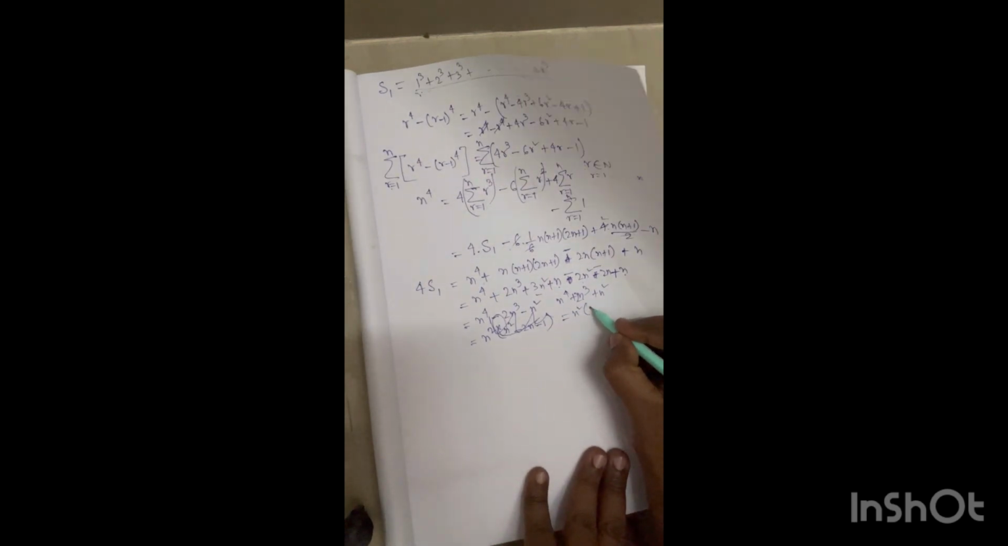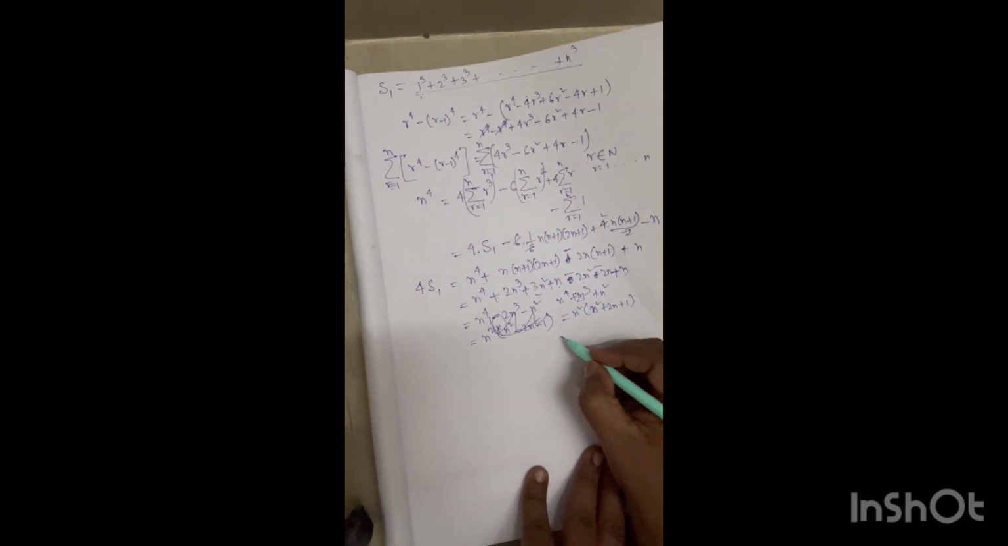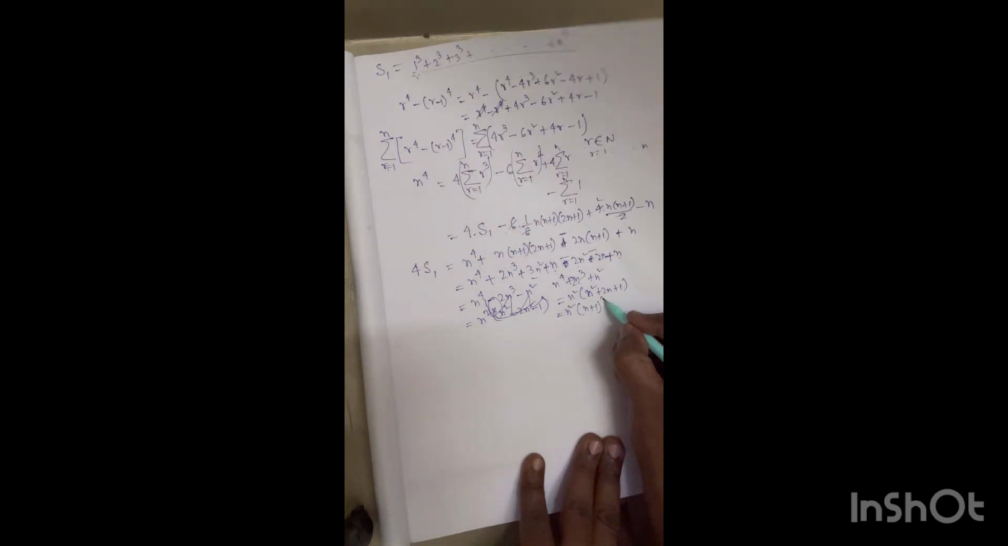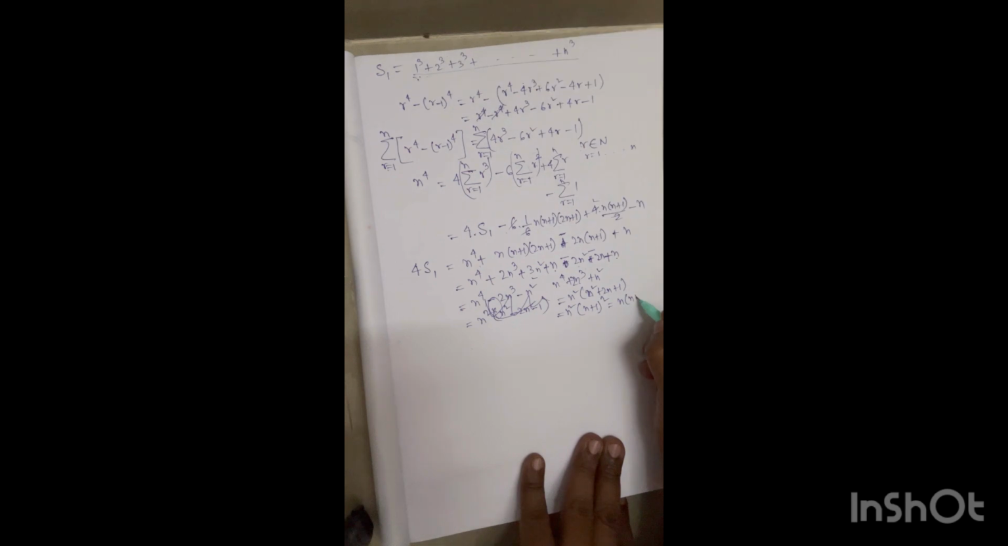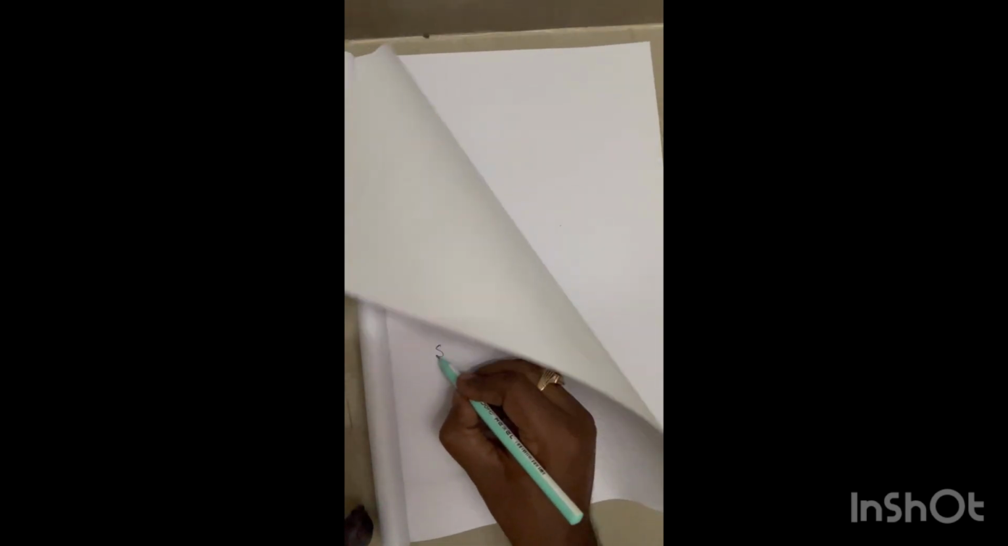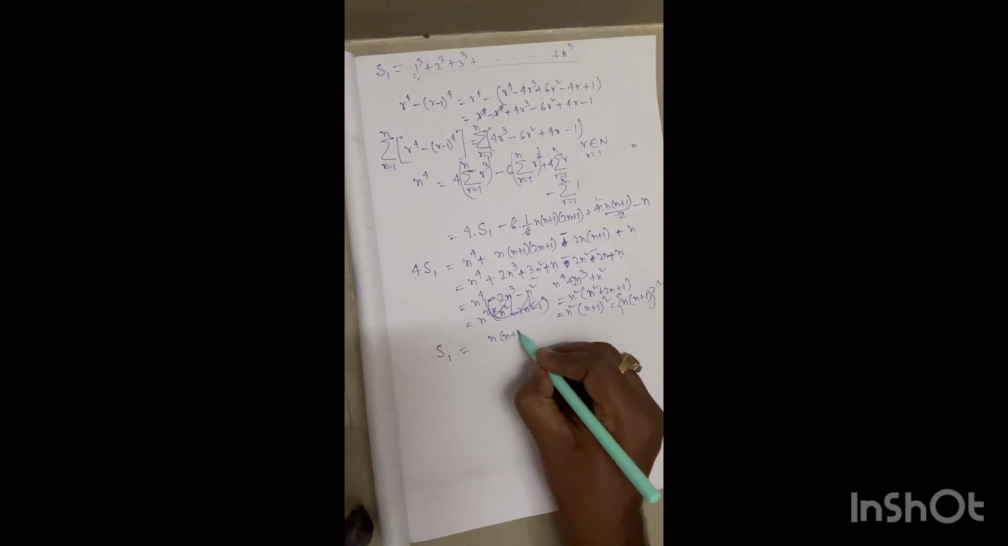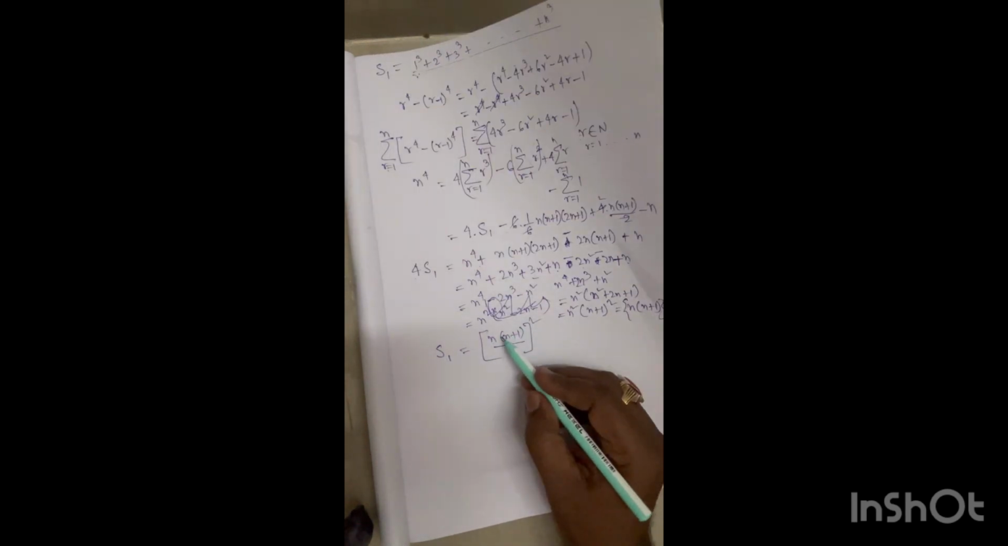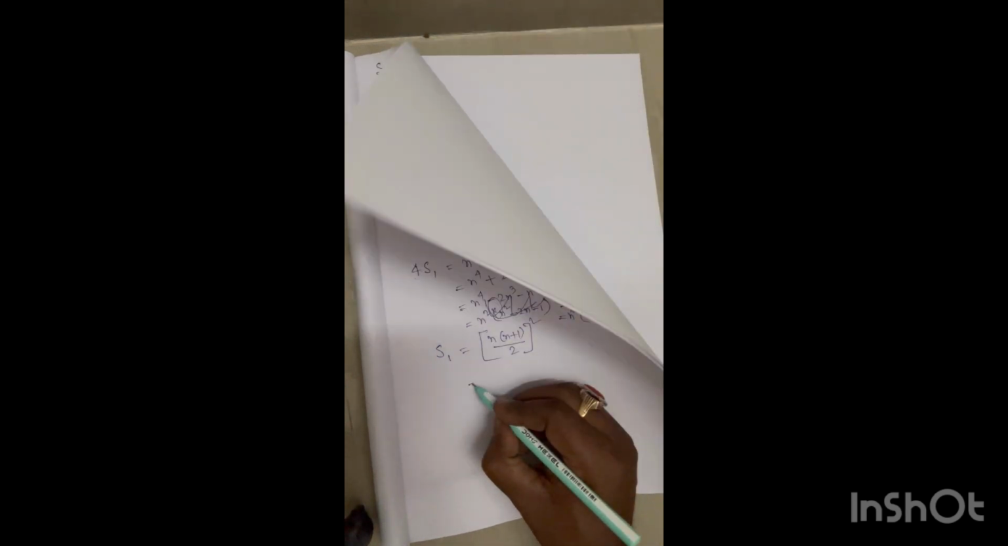So now if we take n square common, it will be n square plus 2n plus 1. So ultimately this will give you n square into n plus 1 whole square, that means n into n plus 1 whole square. So S1, you can say, 4 can go inside, so ultimately this is n into n plus 1 by 2 whole square.